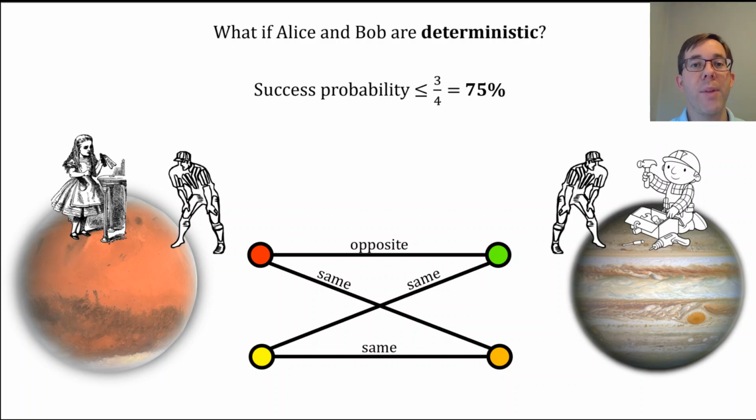with deterministic responses, for at most 3 out of the 4 overall possible pairs of challenges can Alice and Bob succeed. Since the referees are picking their challenges randomly, they choose each of the 4 edges equally likely. The best success probability with which deterministic Alice and Bob can succeed is 3/4, or 75%. You see that's less than the 85% that they could succeed with quantum entanglement, so that's kind of interesting.